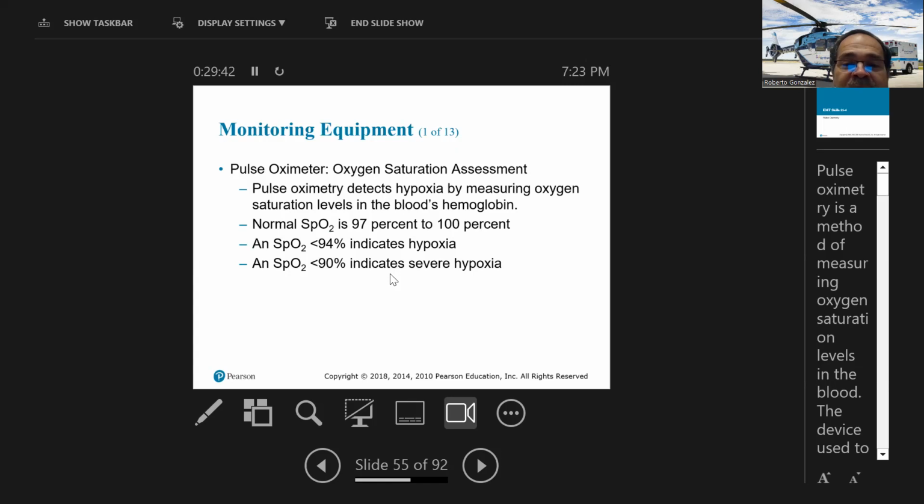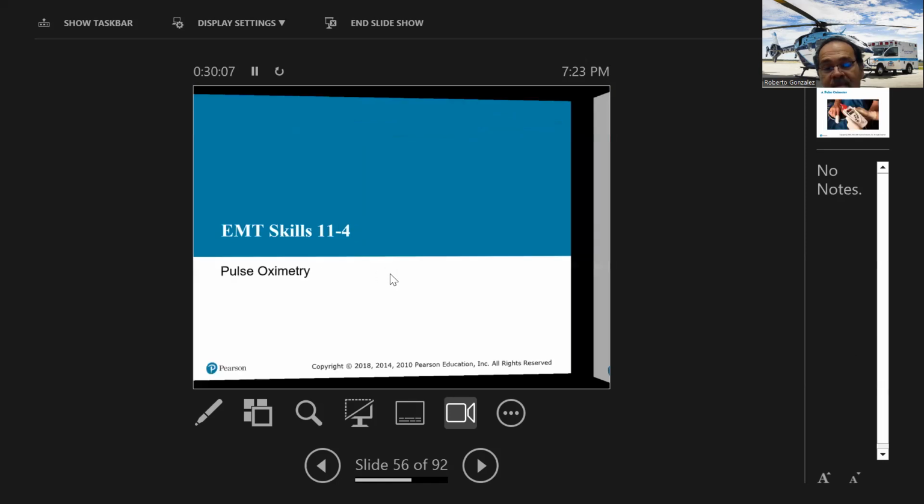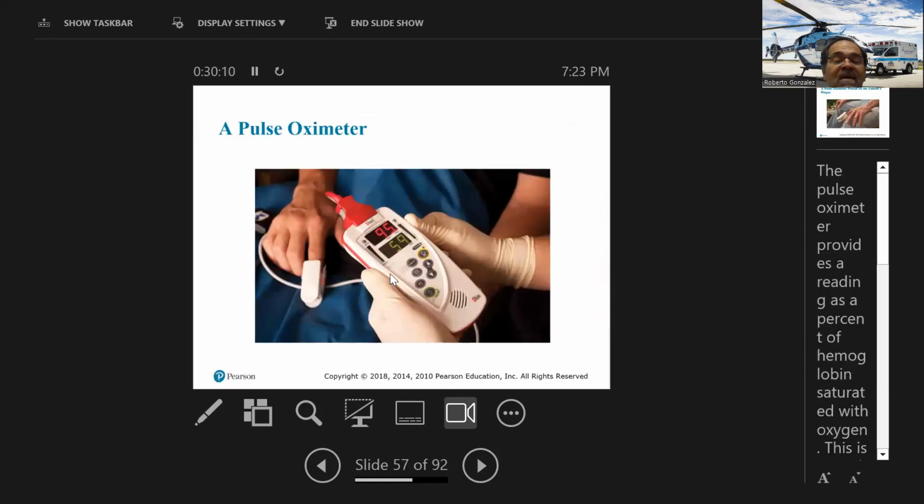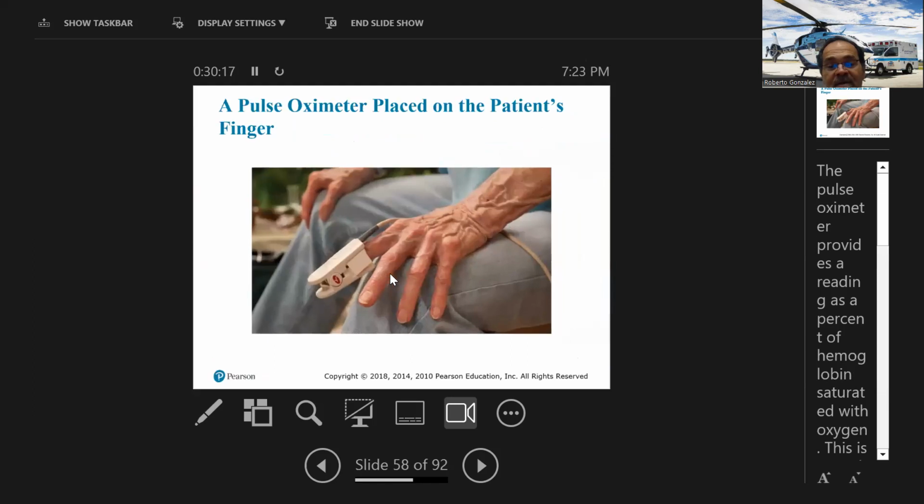Pulse oximetry detects hypoxia by measuring oxygen saturation levels in the blood hemoglobin. Normal SpO2 levels are 97% to 100%. An SpO2 level of 94 indicates hypoxia, and an SpO2 of less than 90 indicates severe hypoxia. Basically all you do is put the pulse oximeter on the finger and wait till it starts giving you the reading. It can give you the pulse and the oxygenation.